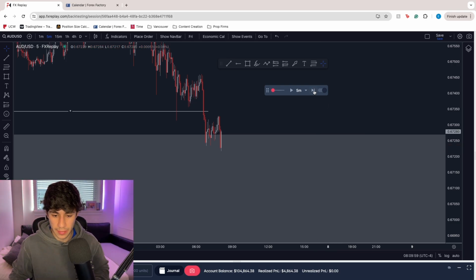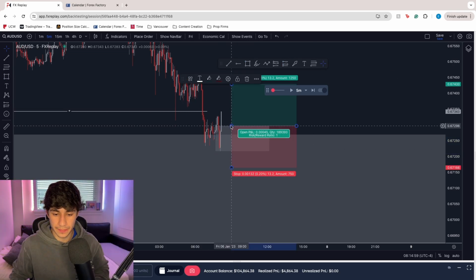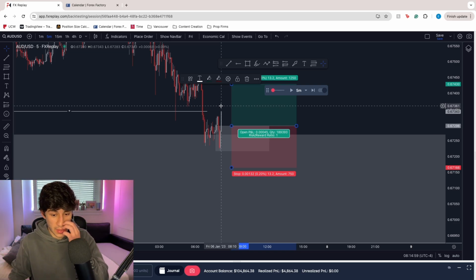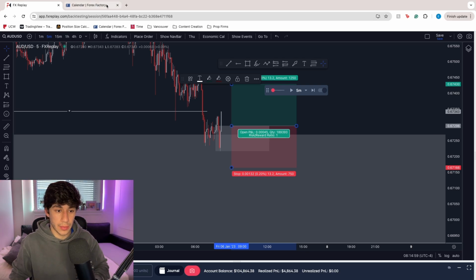Let's see what happens. So that's the break of structure. So I will buy in this demand zone here. What time is it? 8:10. Is it? Oh, it might be NFP. Is it? I don't know. I don't remember.